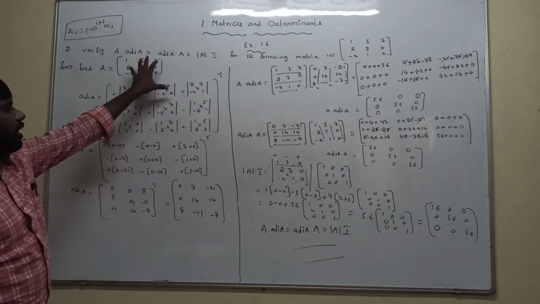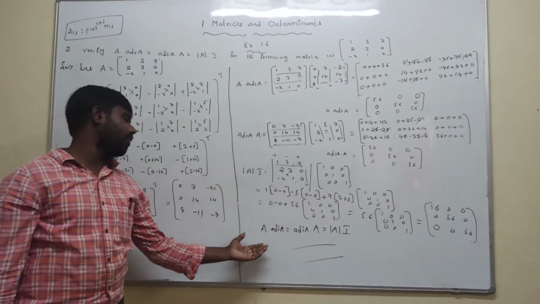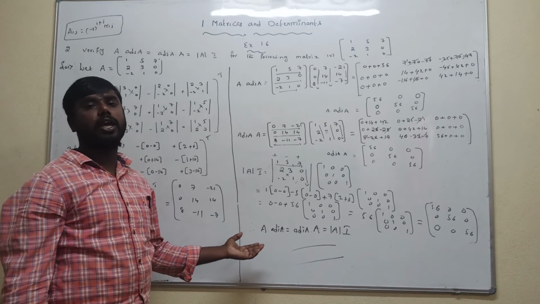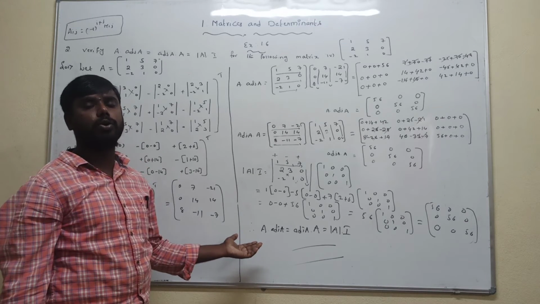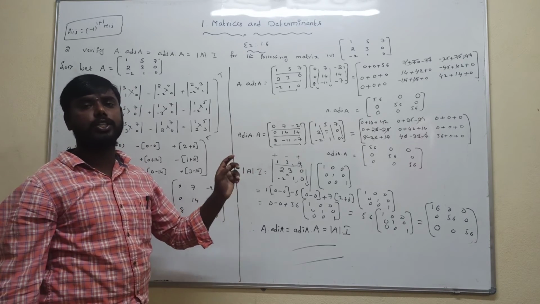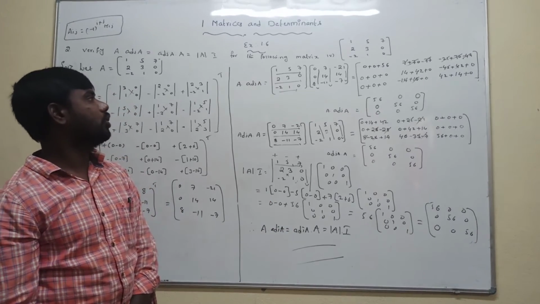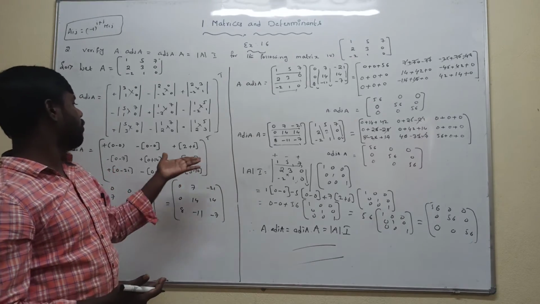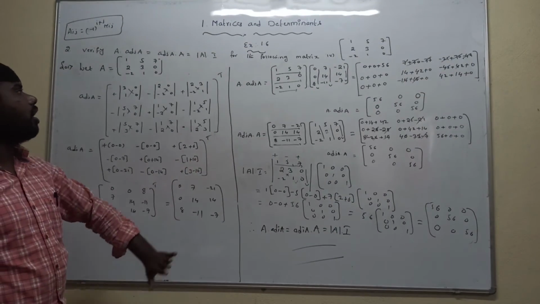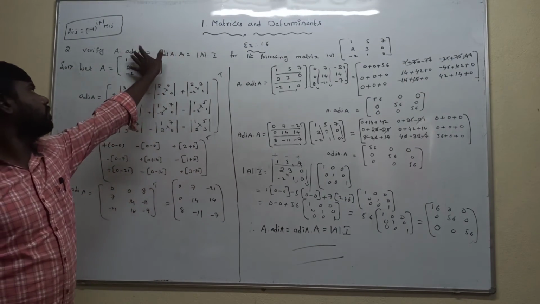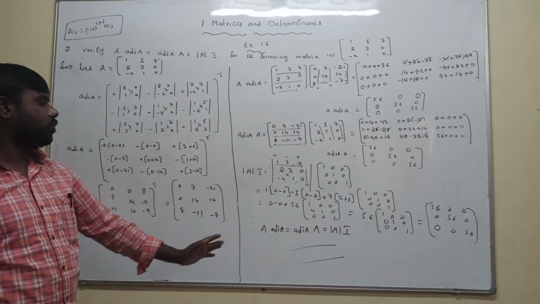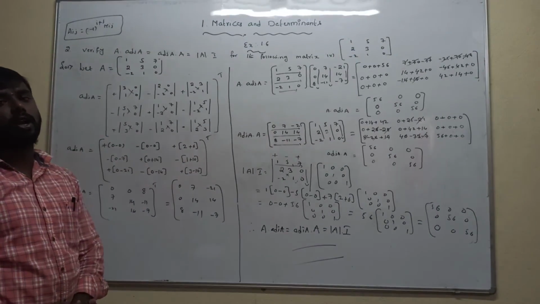So in this question all the conditions are equal. That's why finally we write the conclusion: A into adjoint of A is equal to adjoint of A into A is equal to determinant of A into I. This is the solution for this question. It is very simple. First we need to calculate the adjoint of A. After that multiply and check all the conditions. Finally we should write the conclusion, whether all are equal or not.